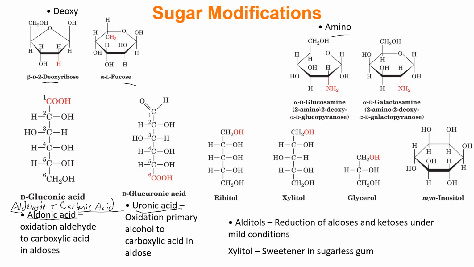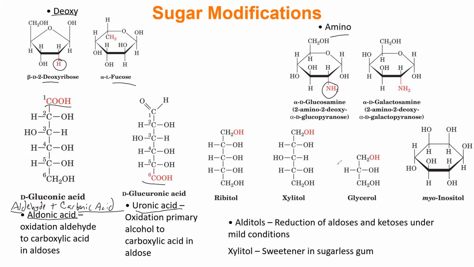It's not that hard, to be honest, but I'm more concerned about if I give you a sugar and it's missing an OH, do you know that's called a deoxy sugar? If I give you a sugar and one of the groups is an NH2, do you know that's called an amino sugar? And do you know the difference between an aldonic acid and a uronic acid? And that's just the position of a carboxylic acid here.